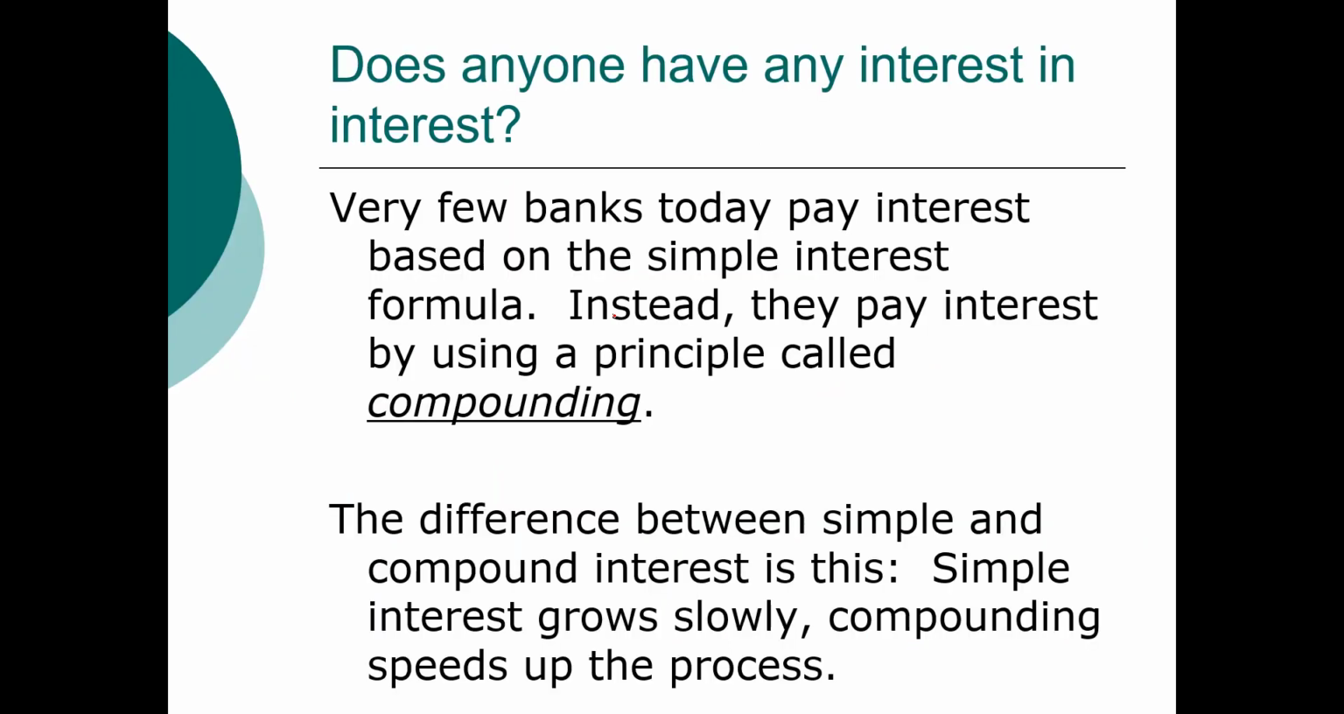Okay, so nowadays very few banks pay interest based on simple interest. Instead, they pay interest based on principal plus earned interest, called compounding. It's the same thing as compound interest. As I mentioned in the previous slide, the difference between simple and compound interest is that simple interest grows slowly. Compound interest grows at a faster pace, or the compounding speeds up the process.